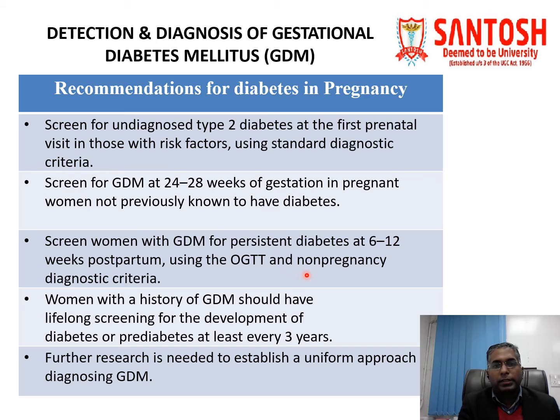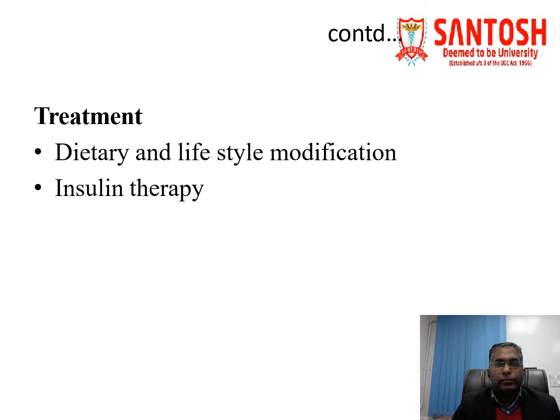Screen women with GDM for persistent diabetes at 6 to 12 weeks postpartum using OGTT and non-pregnancy diagnostic criteria. Women with history of GDM should have lifelong screening for development of diabetes or pre-diabetes at least every 3 years. Further research is needed to establish a uniform approach of diagnosing GDM. Treatment of GDM is quite simple: dietary and lifestyle modification in terms of exercise, and insulin therapy for the control of diabetes during pregnancy, so that safe delivery and euglycemic state of the female can be achieved.